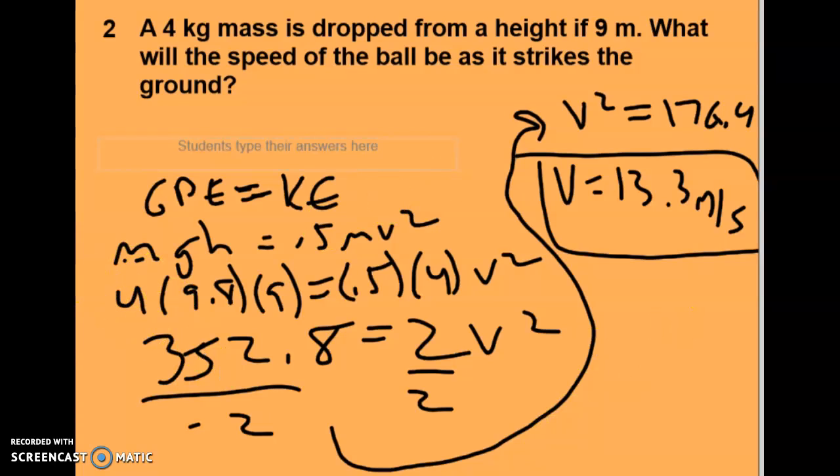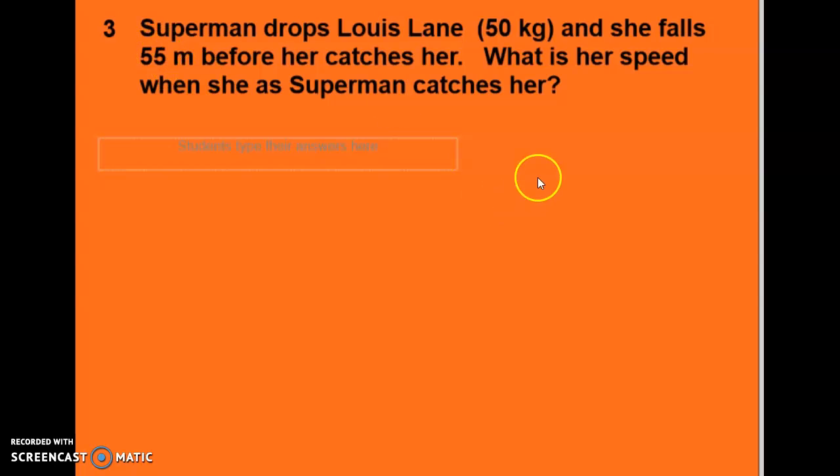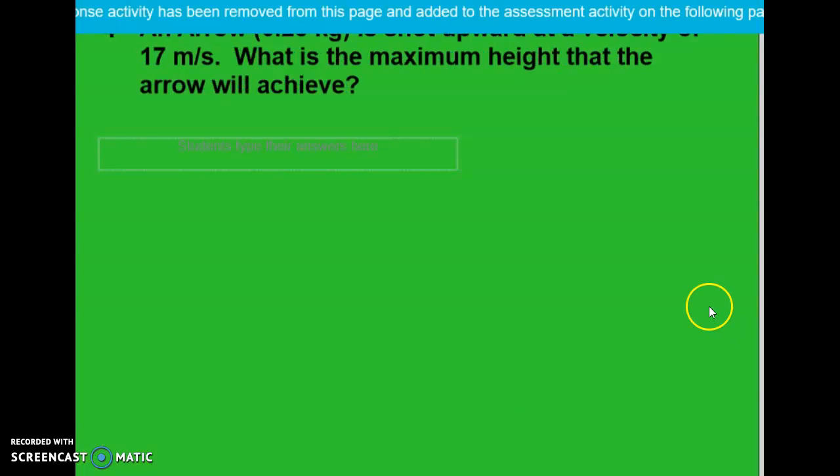All right, so let's go ahead. I'm going to leave this number 3 problem for you, which is going to be the lowest lane. Superman drops the lowest lane. You're going to find her speed. That's going to be one of your assignments for today. Okay, and that leads us to the other type of problem here.